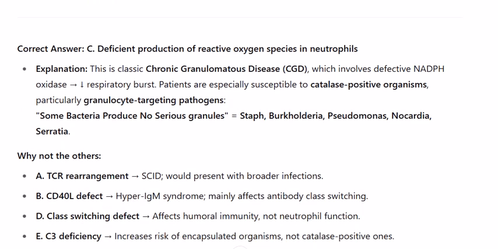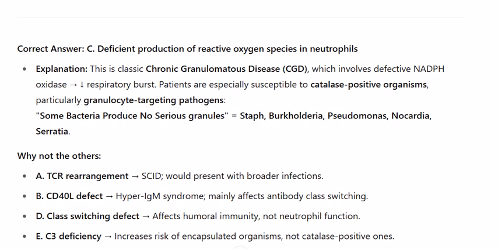Explanation: This is classic chronic granulomatous disease, CGD, which involves defective NADPH oxidase respiratory burst. Patients are especially susceptible to catalase-positive organisms, particularly granulocyte-targeting pathogens. Some bacteria produce no serious granules: Staph, Burkholderia, Pseudomonas, Nocardia, Serratia.